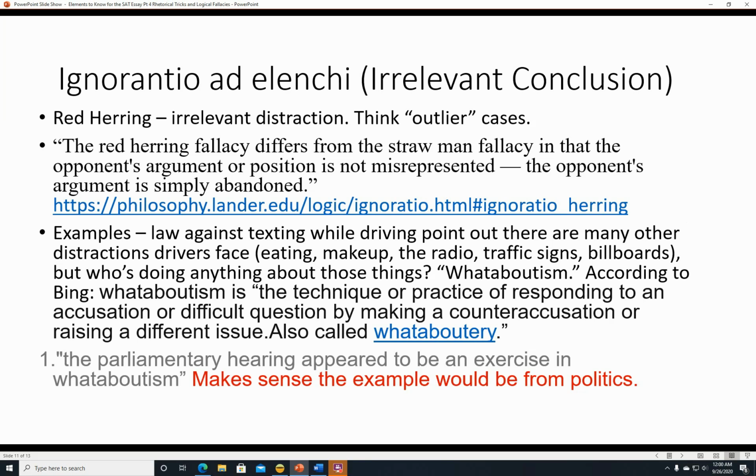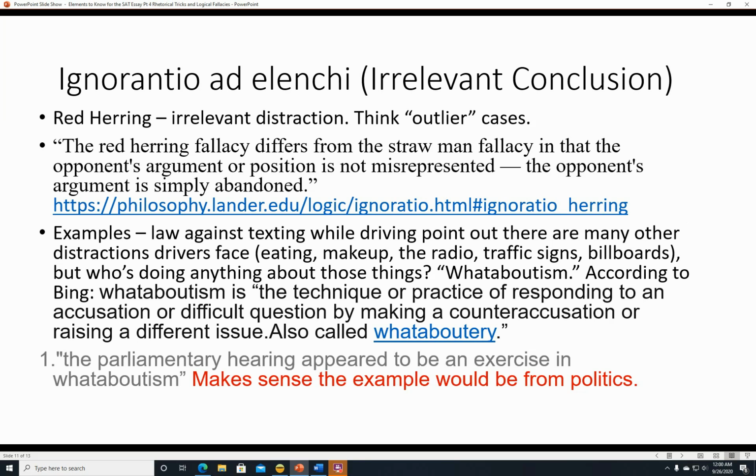Anyway, so according to Bing, the search engine that Microsoft has on its web browser, whataboutism is the technique or practice of responding to an accusation or difficult question by making a counter-accusation or raising a different issue. It's also called whataboutery. And the example they use here is the parliamentary hearing appeared to be an exercise in whataboutism.